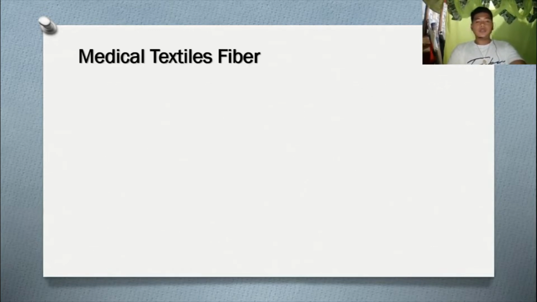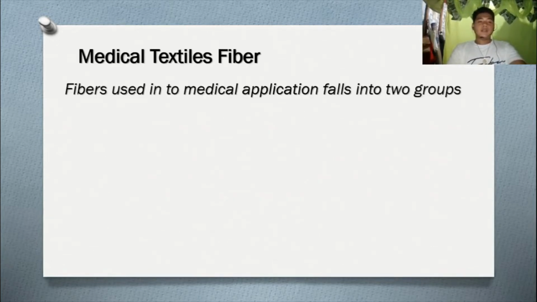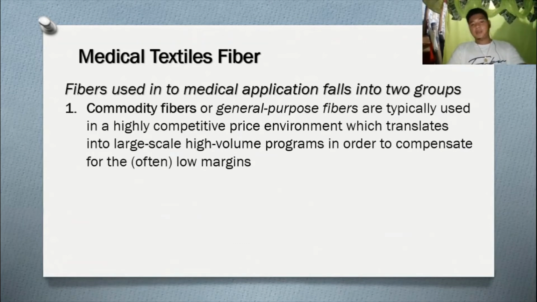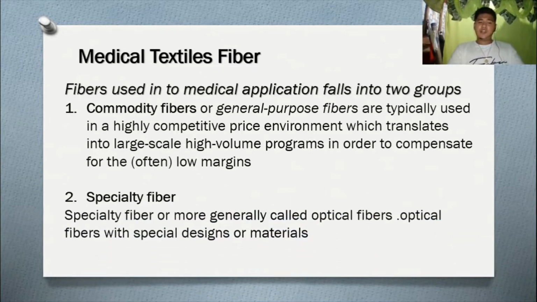So there are two medical textile fibers. Fibers used in medical applications fall into two groups. The first one is commodity fibers or general purpose fibers, which are typically used in a highly competitive price environment, which translates into large scale, high volume programs in order to compensate for the often low margins. Second is the specialty fiber, or more generally called optical fibers. Specialty fibers are optical fibers with special design or materials.